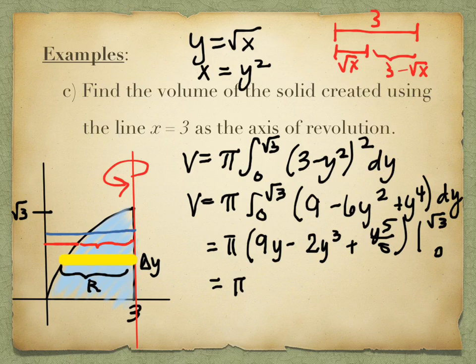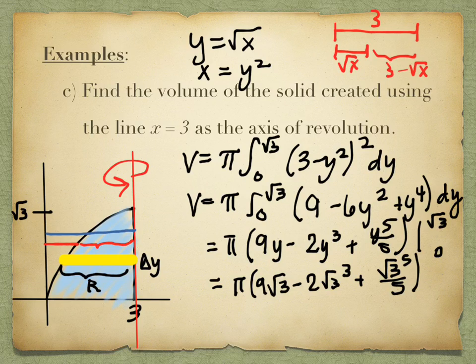Okay, so we're going to evaluate 9 square root of 3 minus 2 square root of 3 cubed plus square root of 3 to the fifth, which we've already done, over 5. And all of that's actually minus 0. We'll put it in just for the sake of reminding ourselves that we did check that. It actually is 0 when we plug 0 in. All right, so I have 9 square roots of 3.